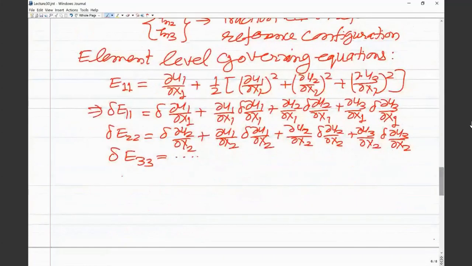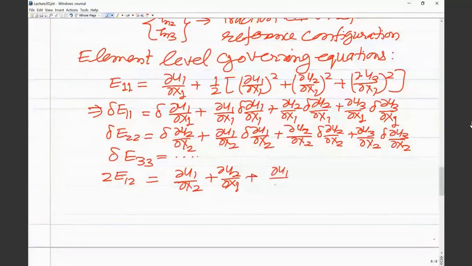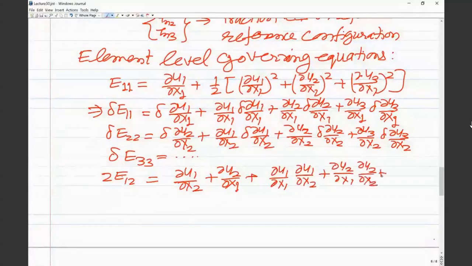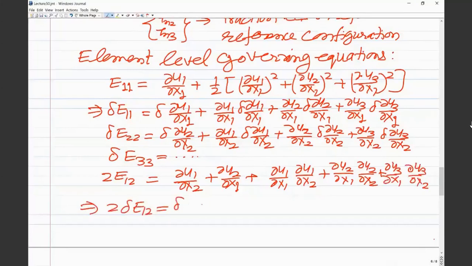Now similarly, if you remember, we had written the expression for twice E12. That was del U1 by del X2 plus del U2 by del X1, plus del U1 upon del X1 into del U1 upon del X2, plus del U2 upon del X1 into del U2 upon del X2, plus del U3 upon del X1 into del U3 upon del X2. So twice delta E12 will be equal to delta of del U1 upon del X2 plus delta of del U2 upon del X1.